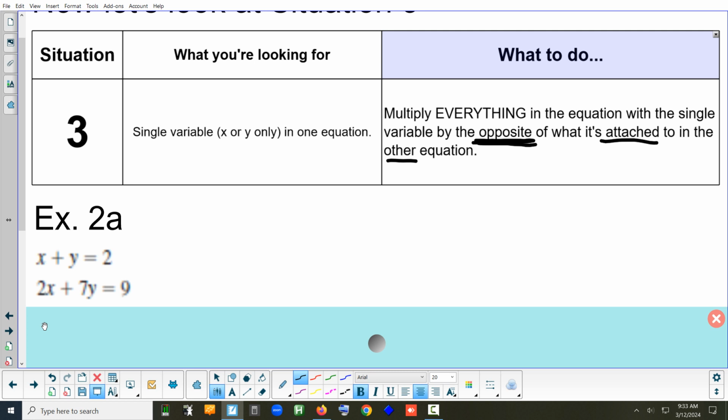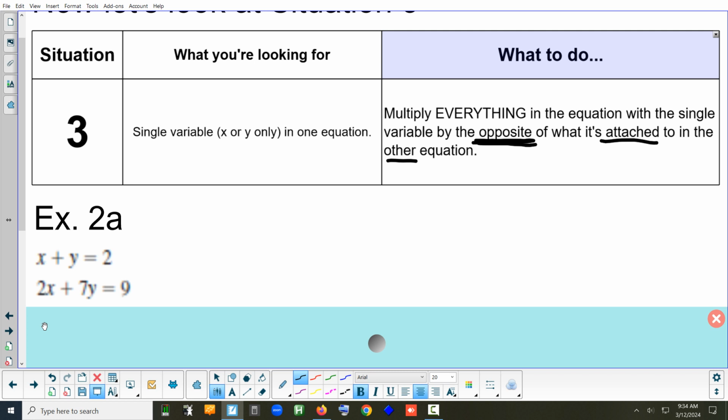Do we have a single variable in at least one of the equations? Yeah, which equation has a single letter in it? The top. Yep. So then that means this is situation 3. So it says multiply everything in the equation that has the single variable. So that means you're going to multiply the top one by something. You're not going to multiply the bottom one.